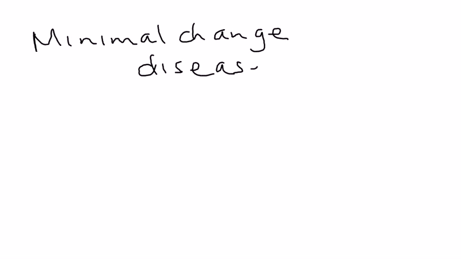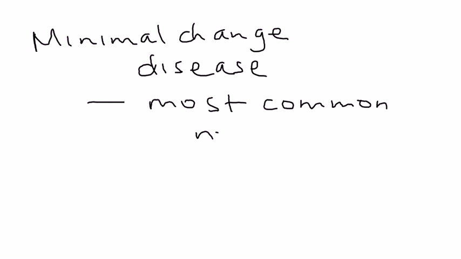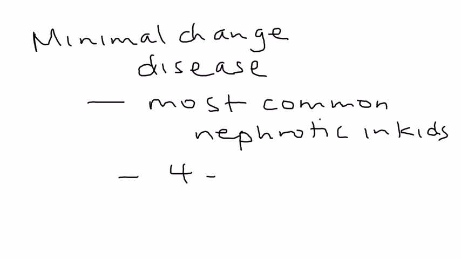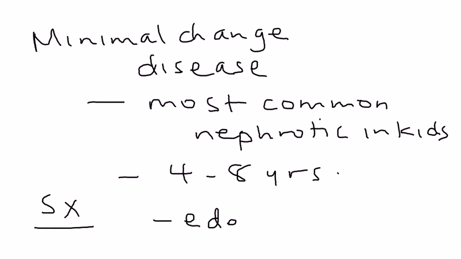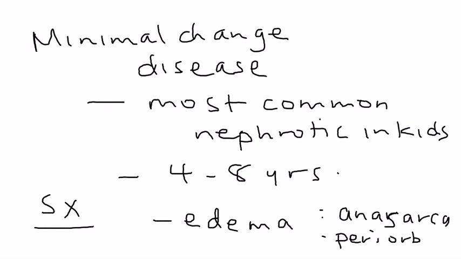So back to minimal change disease, and it's the most common form of nephrotic syndrome in children, and on average the age is about 4 to 8 years of age. And basically the symptomatology is you have a child who has some swelling. It may be a total body swelling known as anasarca, which is generalized edema, or it could be just around the eyes, periorbital edema, or it could be the feet.